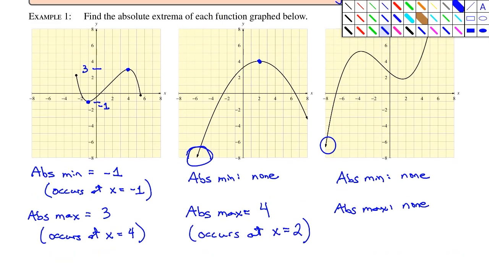In, let's call this number 1, picture 1, notice that we do have a closed interval because it starts at this point and it ends at this point. So that's the a and the b.